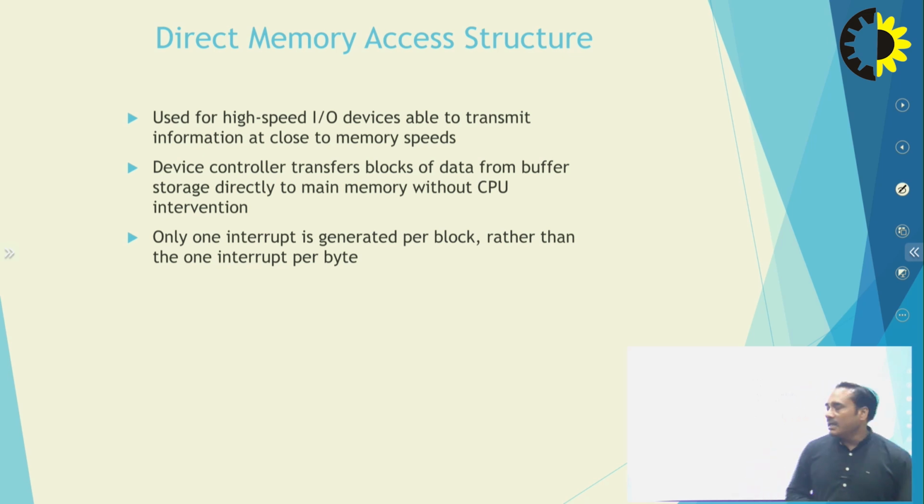The next and last point is that only one interrupt is generated per block. So if you pick the data from another place, or from the buffer to the main memory, at the same time you are picking only one block of data from the storage to the main memory. So this is the condition of direct memory access.